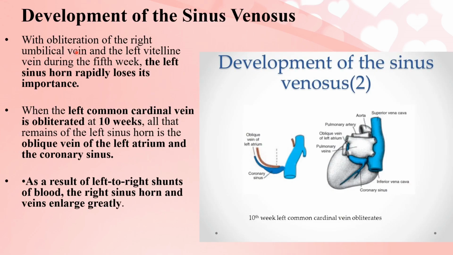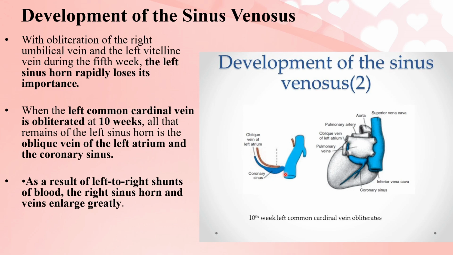So what happens next, that with the obliteration of the right umbilical and left vitelline vein during the 5th week, the left sinus horn rapidly loses its importance. With the left common cardinal vein obliterated at the 10th week, all that remains of the left sinus horn is the oblique vein of the left atrium and the coronary sinus.